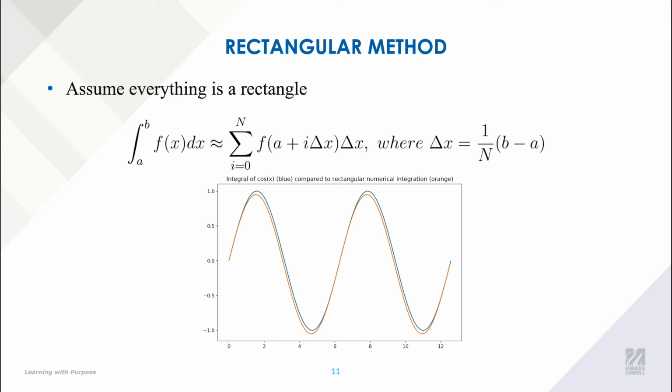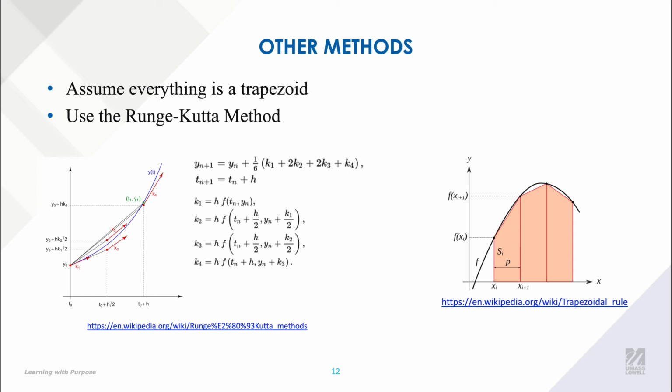So if we have an integral of a cosine here in blue compared to the numerical integration in orange, we can see that it's not exact. The numerical integration at some points overestimates, at some points underestimates, or really comes very close to the actual true value. But in general, it's pretty close. So it's probably close enough for the types of things we're going to be doing. But in case it's not, here are two other methods.